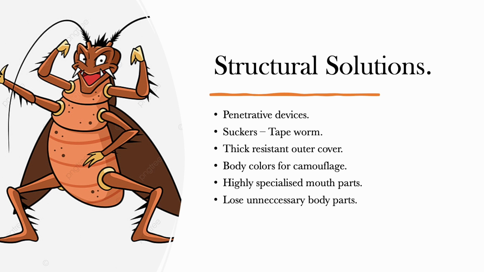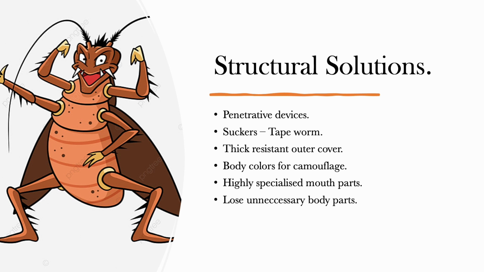Some have developed a thick resistant outer covering so as to resist the action of digestive juices and enzymes, like the Ascaris and the Taenia solium. Some of them develop body colors which allow them to camouflage, increasing their chances for survival, like the brown ticks found in the color in cattle. Some of them develop highly specialized mouthparts, like some ectoparasites use these sharp mouthparts to penetrate the host and even suck the nutrients that they need, like the stylets in fluid feeders like mosquitoes, aphids, and tsetse flies.